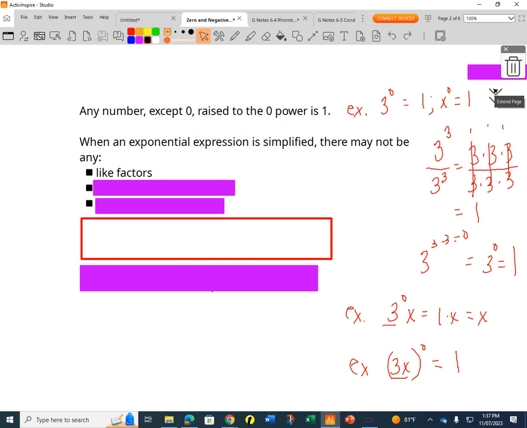I'm trying to see what they're even talking about on that one. Let me grab this sheet.